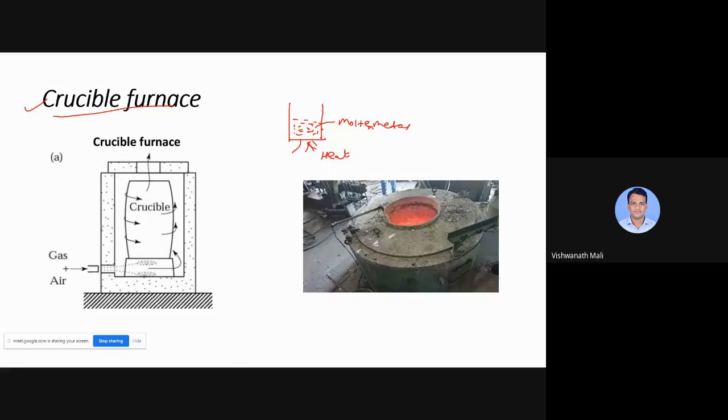Now, whatever device or pot we are using for holding this molten metal should sustain the temperature of the molten metal, right? For that, the melting temperature of this device or pot or crucible should be high as compared to the material which we are heating. So that's why we make this crucible furnace or crucibles.